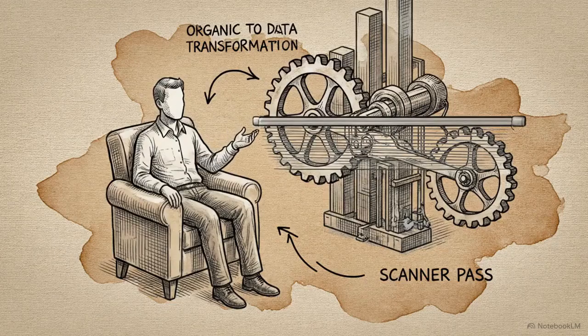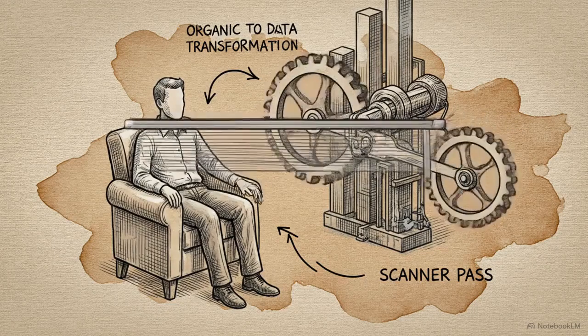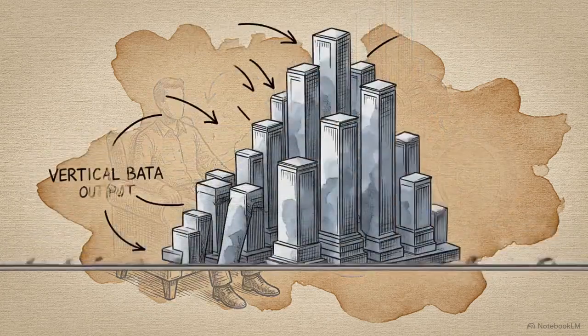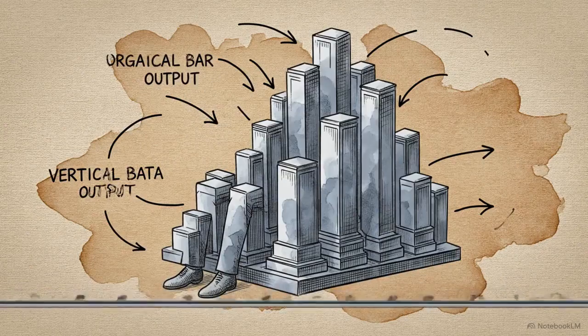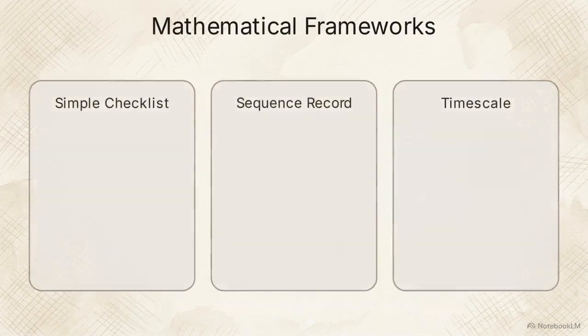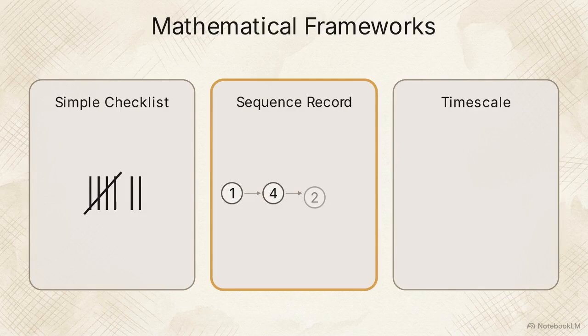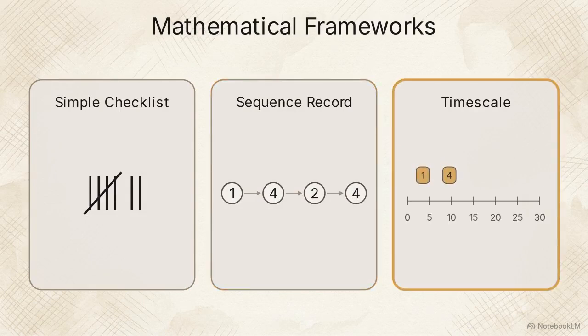Structured observation works by stripping away narrative context. It reduces fluid human actions into isolated binary variables perfectly calibrated for hypothesis testing. Once a coding scheme is set, researchers choose a mathematical framework. The simple checklist measures raw frequency. The sequence record tracks exact chronological order. Finally, the sequence record on a timescale tracks specific durations and intervals.